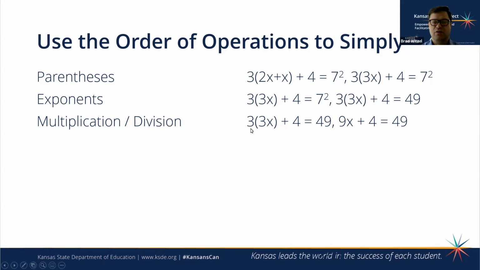Okay, multiplication. 3 times 3x would be 9x. Now I have 9x plus 4 equals 49. Stop. Yes, there is an addition, but it doesn't help simplify things here, right? Because they're on the same side of the equation.